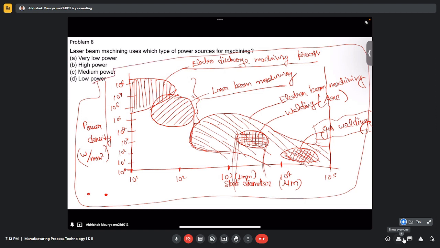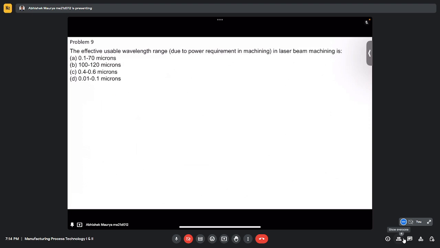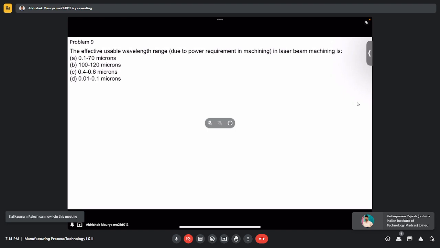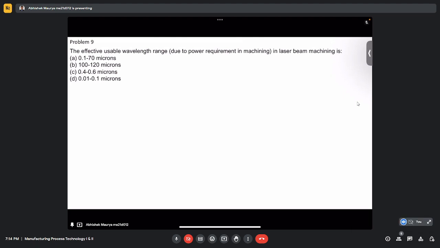If we see laser beam machining, it comes mostly on the higher power side, so that's why it comes under the high power category. You have already told the correct answer, so let's move to the next one. Let's read the problem. Please read the problem, and you can give the correct answer in the chat box.